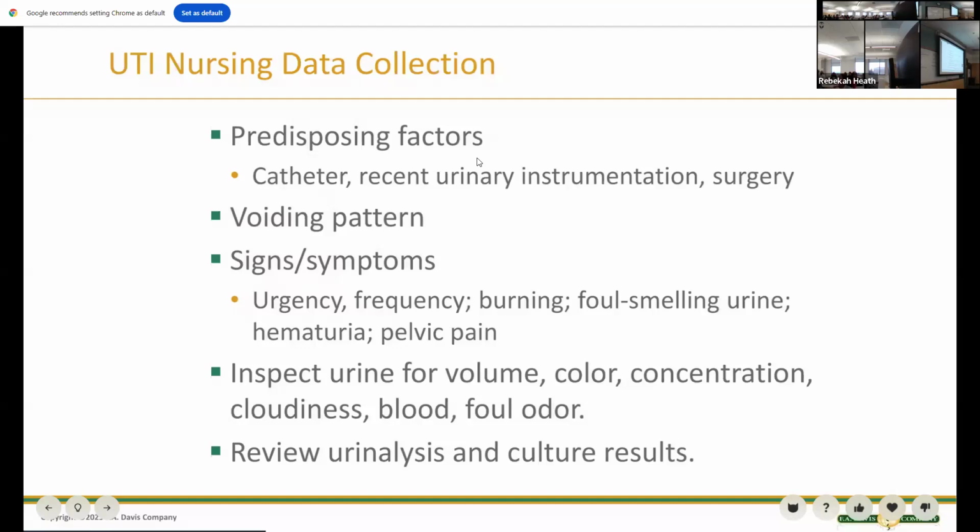So we always want to inspect urine for volume, color, concentration, cloudiness. Oftentimes our urine that's infected, it's going to be cloudy. It won't be that nice clear color that we want. There might even be sediment or things in it that you will see kind of settle down to the bottom of the collection container, and that foul odor. And then part of our data collection, we also, like I said, we want to look at their labs, look at the urine analysis, look at the urine culture.